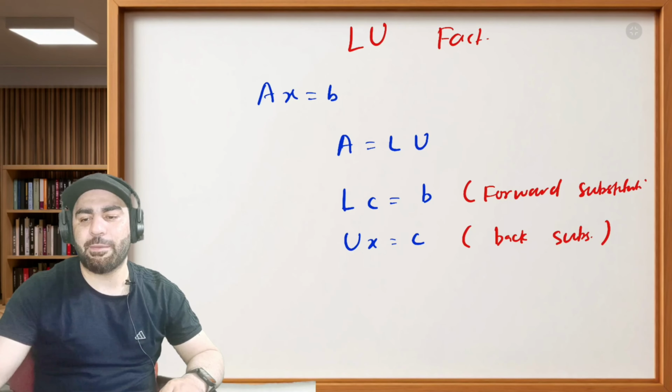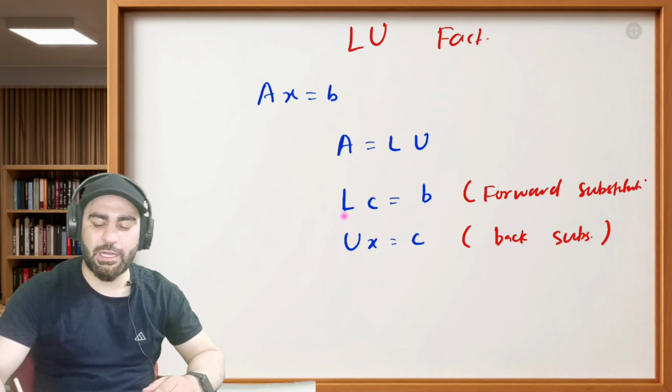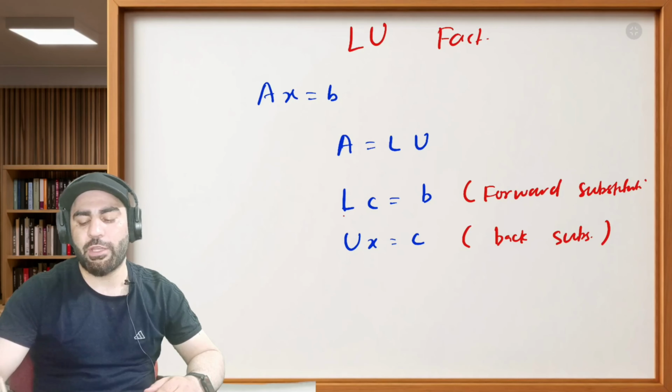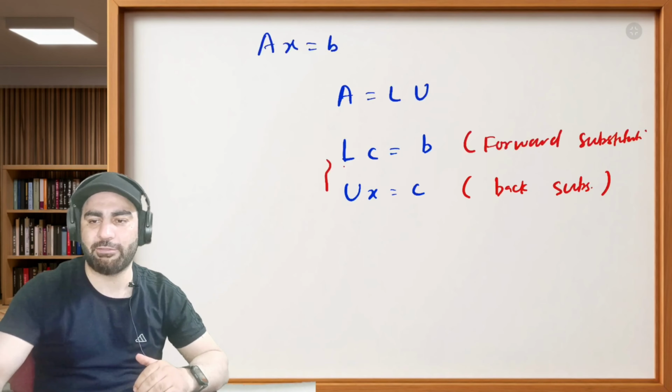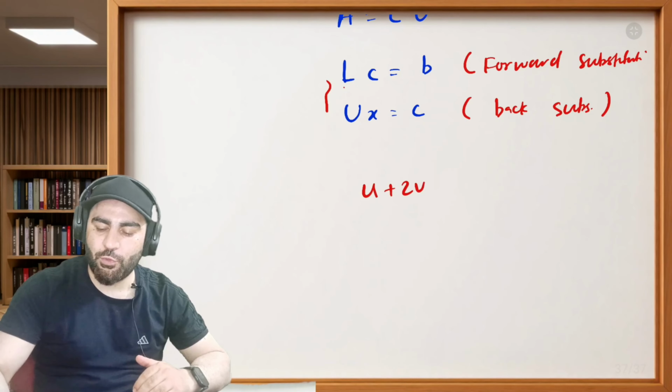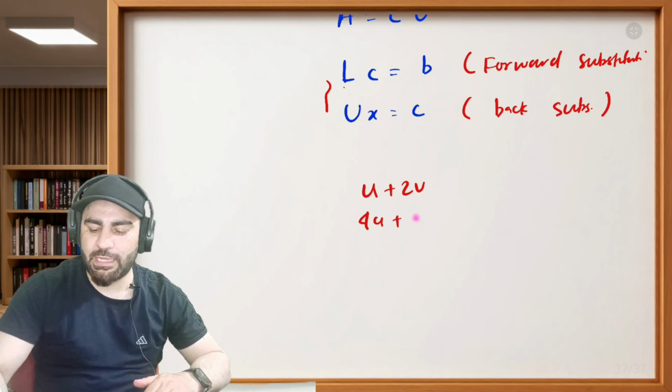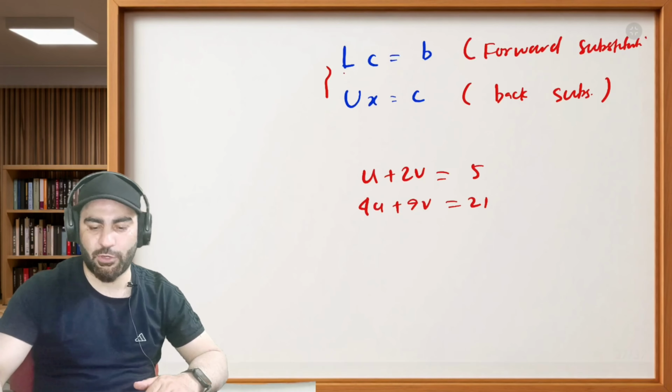So by that I mean, with the lower triangular matrix you will have LC is equal to B, and then with the upper triangular matrix you will have UX is equal to C. You will solve these two equations, one by forward substitution, one by backward substitution. Let's say we have U plus 2V, and 4U plus 9V, equal to 5 and 21. I am taking these values directly.